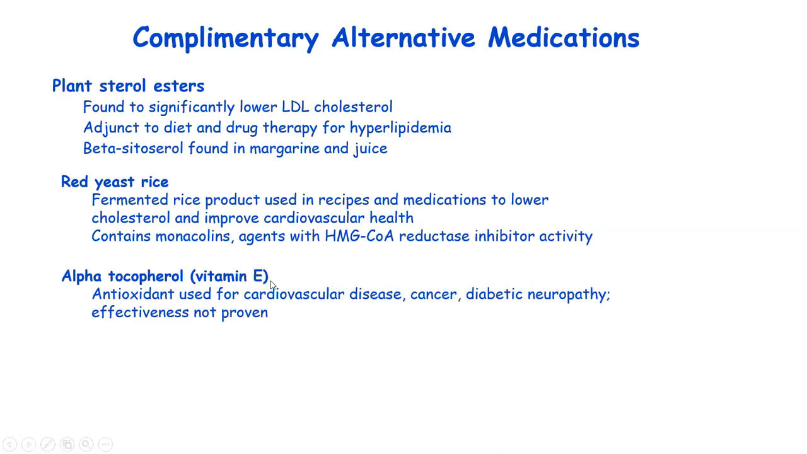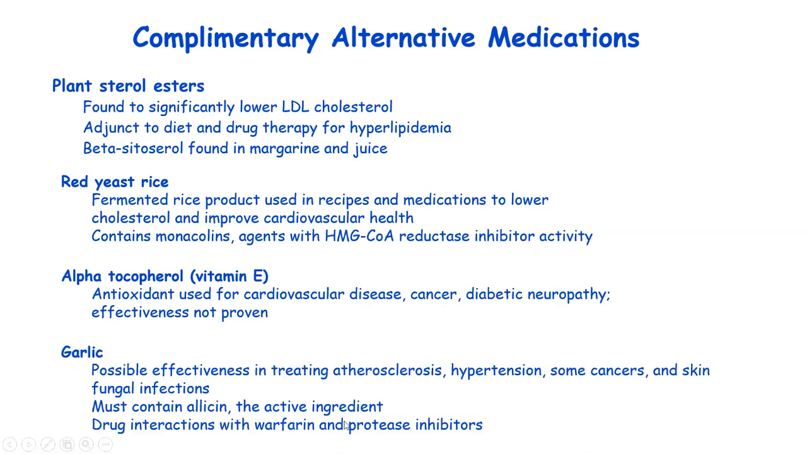Alpha tocopherol, which is vitamin E. Vitamin E, an antioxidant used for cardiovascular disease, cancer, diabetic neuropathy, and the effectiveness, though, is not proven. But antioxidant, that's just what it's doing, is it's helping to enable your heart to function using less oxygen.